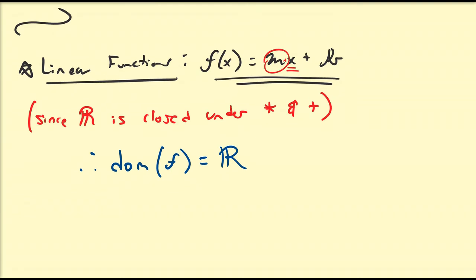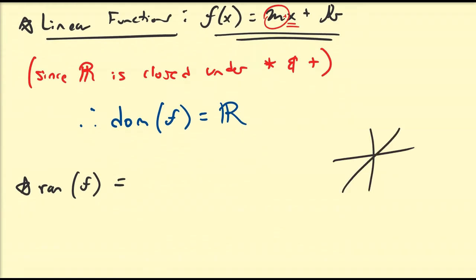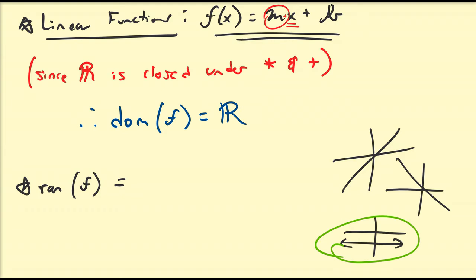Also, consider the range of this function. So the range of this function is going to be equal to what? We have a couple scenarios here. We have positive slope going up, negative slope going down, a horizontal line going that way, and vertical lines aren't functions. So the only case where the range does not span the entire set of real numbers is the horizontal line. So we actually have two cases for the range of linear functions.